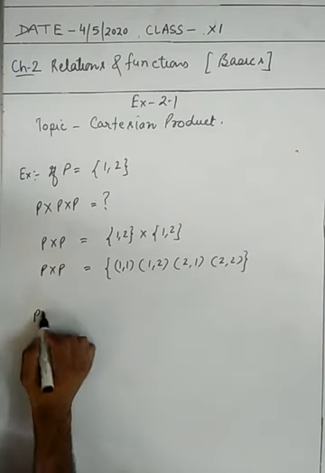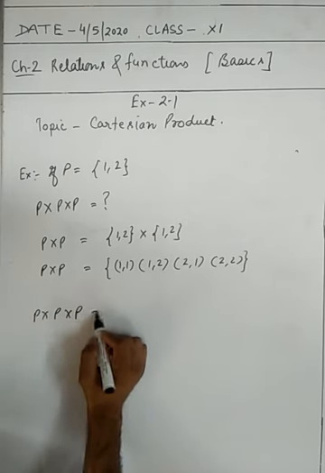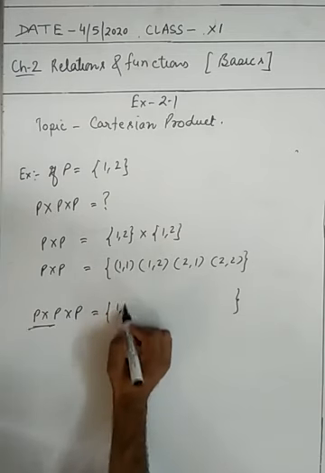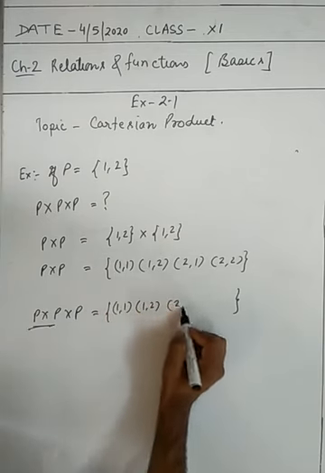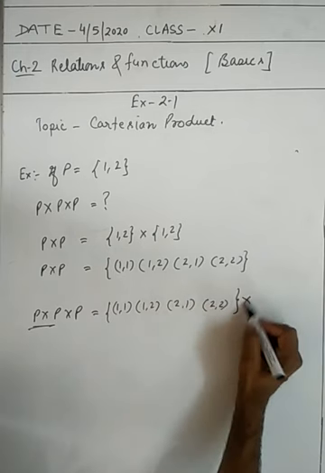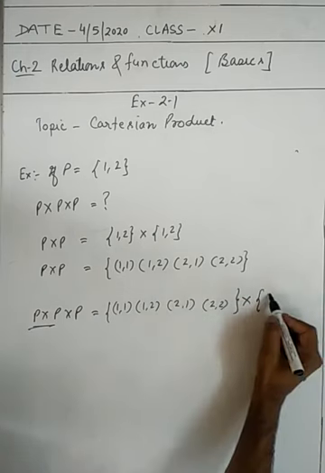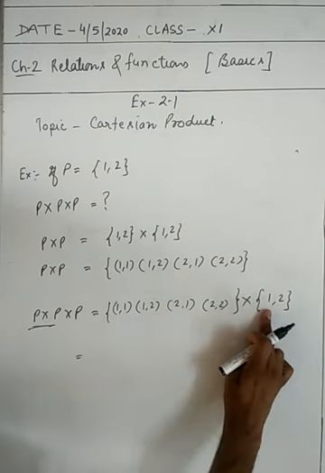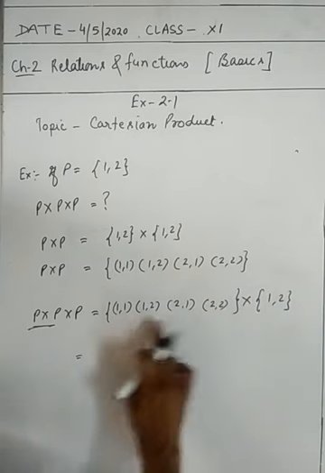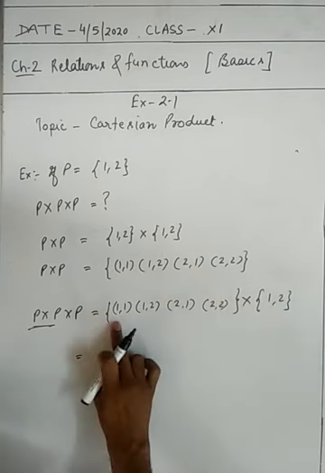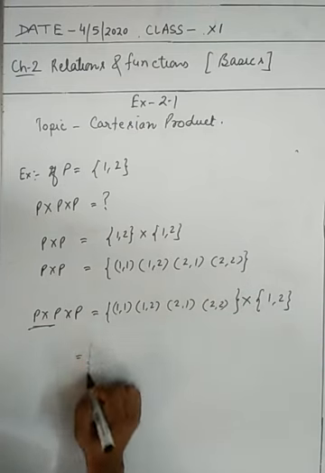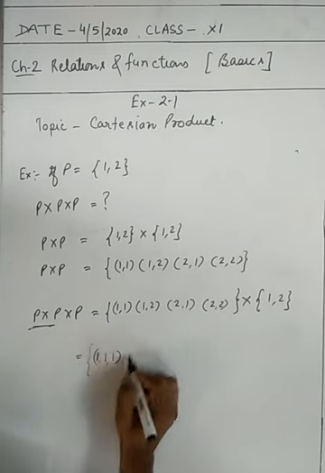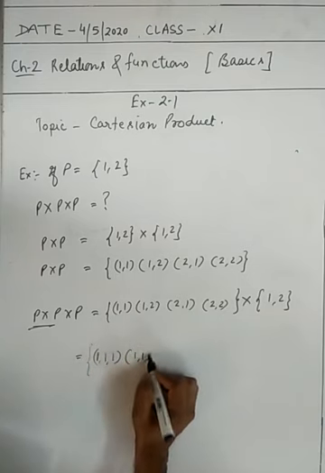Now we have to find P cross P and again P. So this P cross P remains all the same: (1, 1), (1, 2), (2, 1), (2, 2), Cartesian product with P. P is again {1, 2}. Now make the Cartesian product. Here we see (1, 1), 1. This is an ordered triplet. If we multiply this ordered pair with this, it will convert into an ordered triplet. So this is (1, 1, 1), (1, 1, 2).